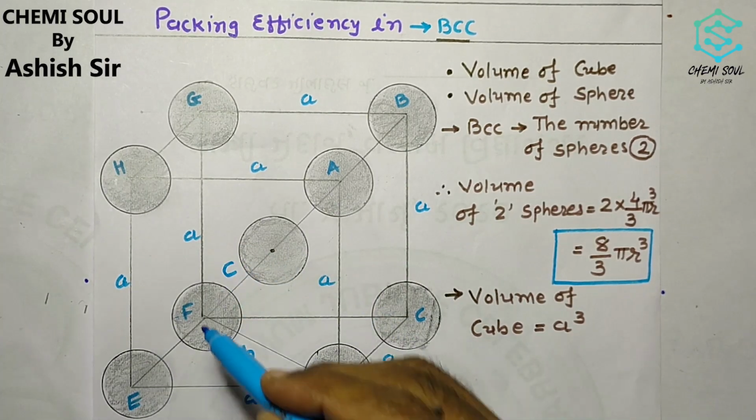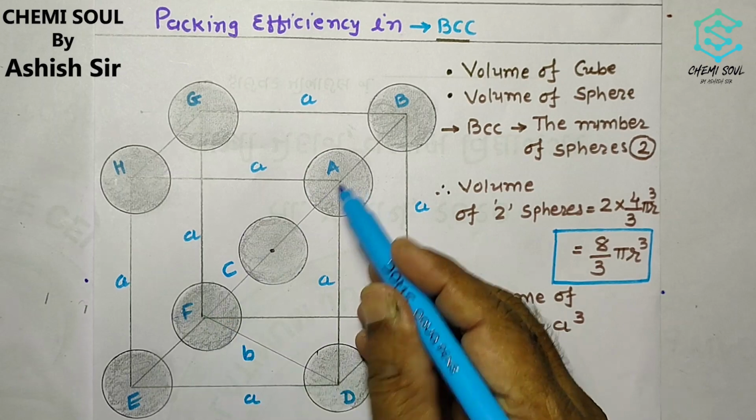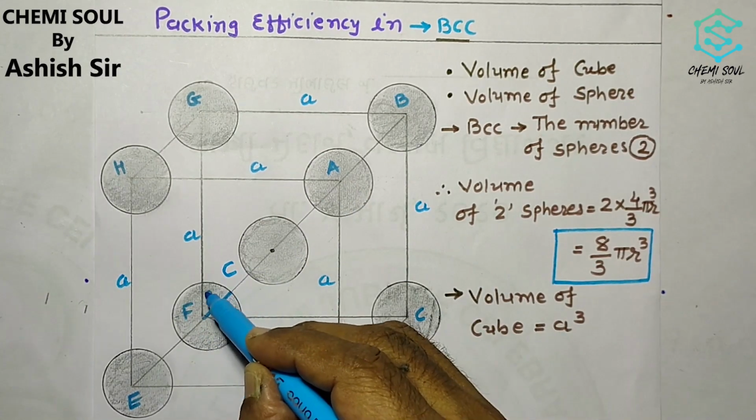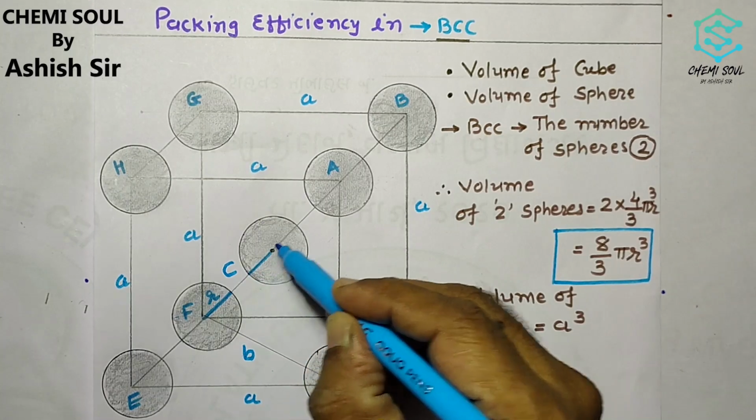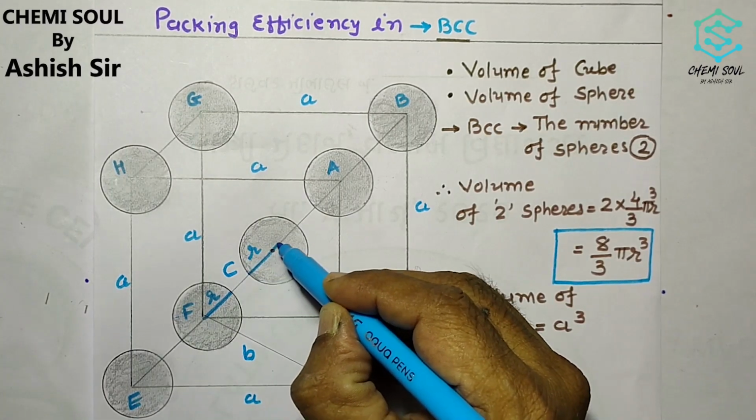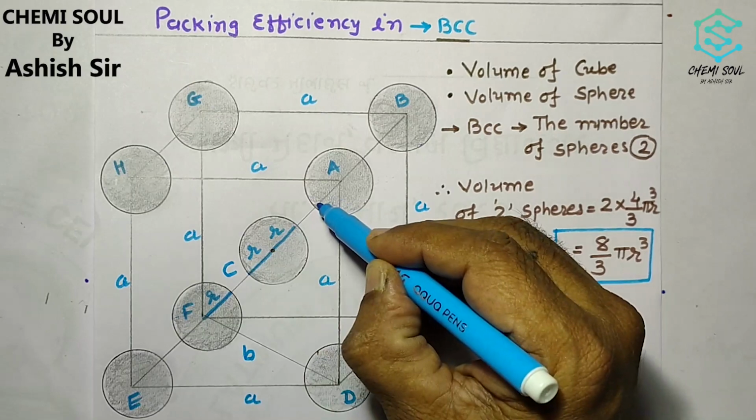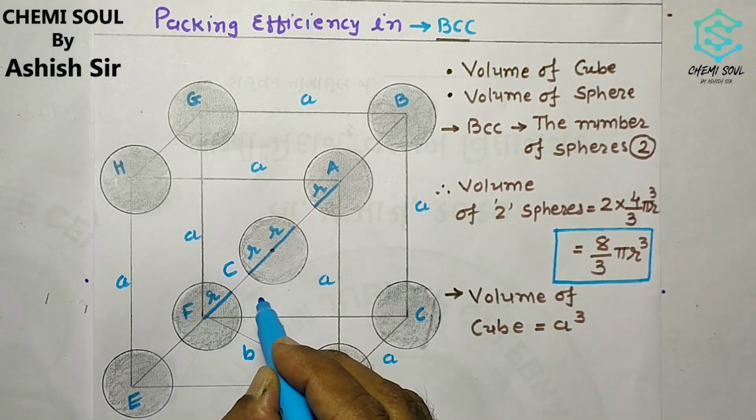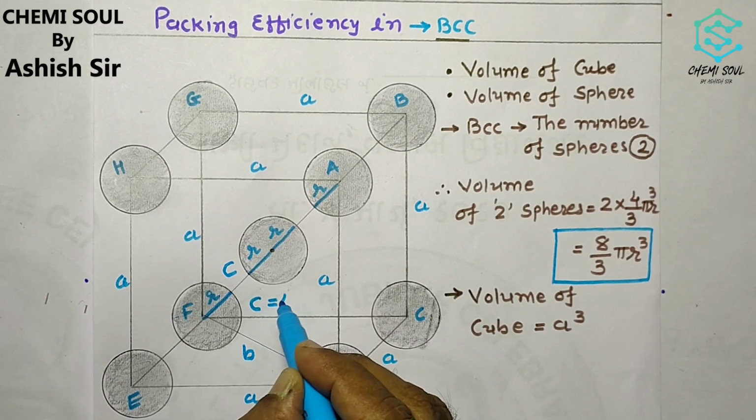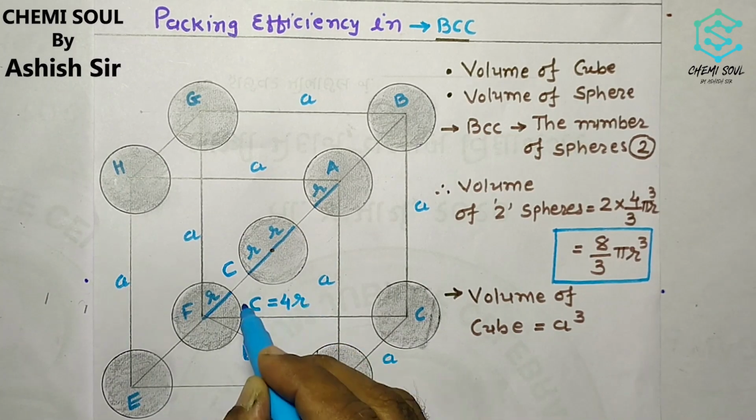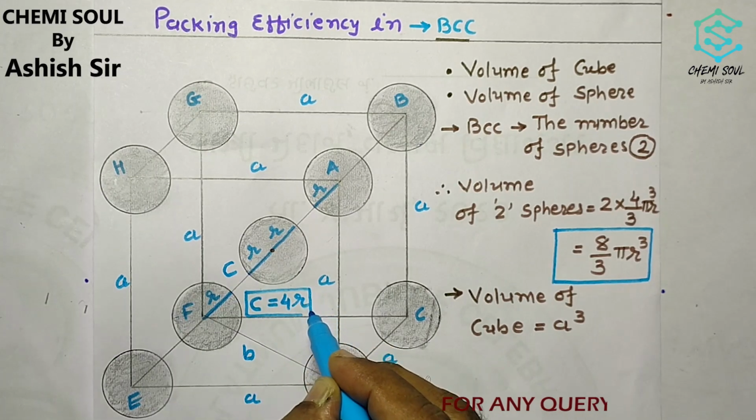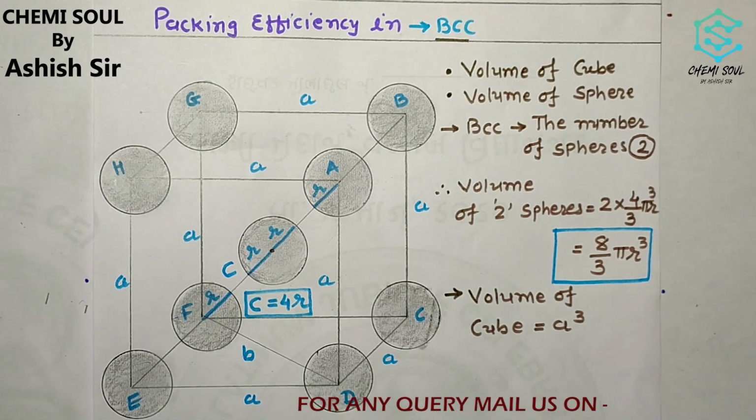Not only that, we can see that FA has 4r: this one, the second one, the third one and the fourth one. So we can say that c is equal to 4r. It is very much needed in our calculation for the further steps.